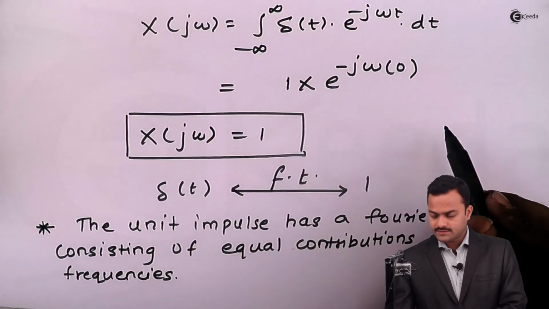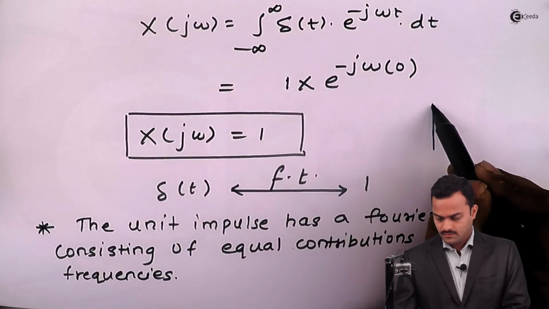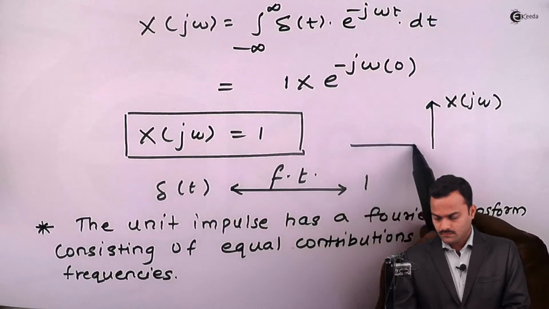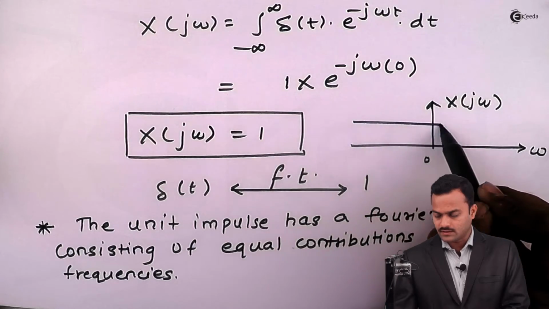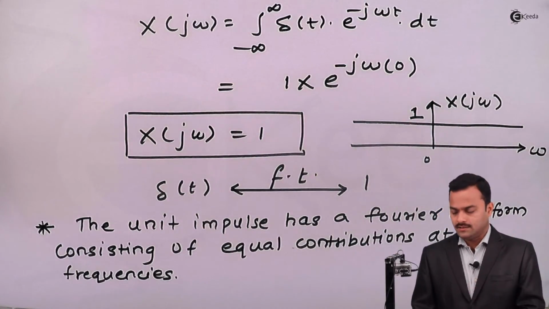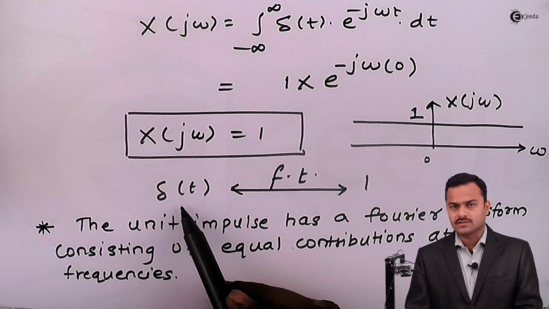Suppose I want to plot this Fourier transform, it will be very easy. Irrespective of the frequency, it will have the constant and that is equal to 1. So this is a simple Fourier transform that we have done for an impulse function.